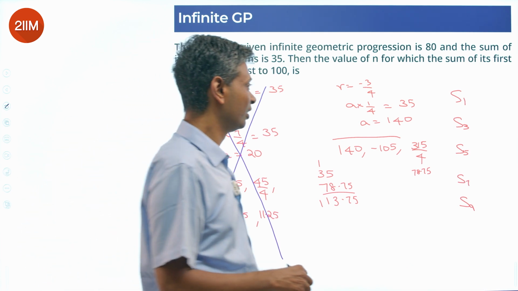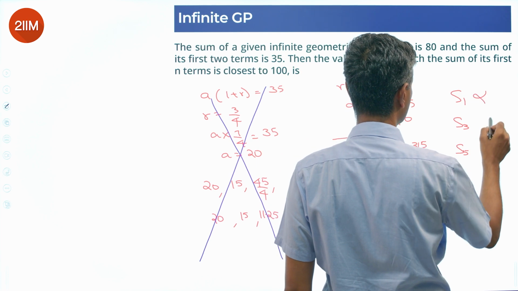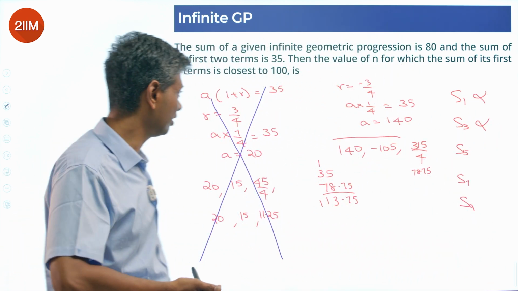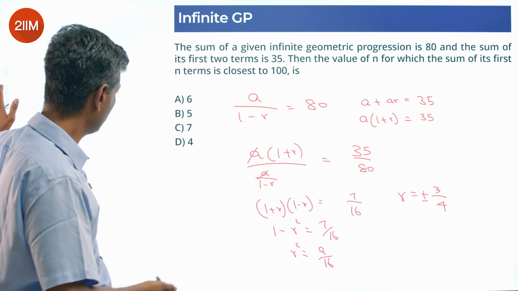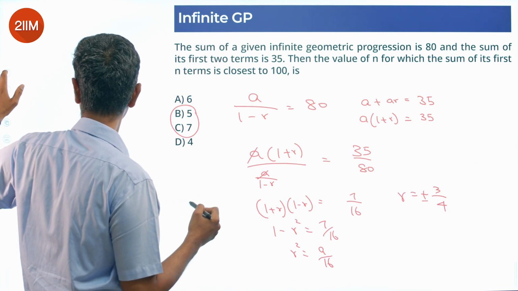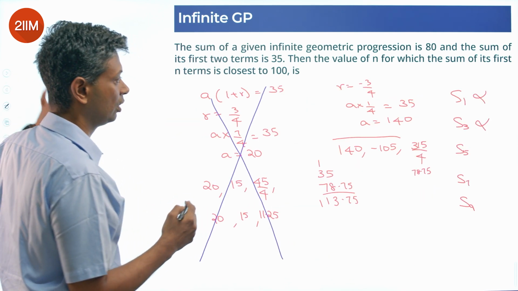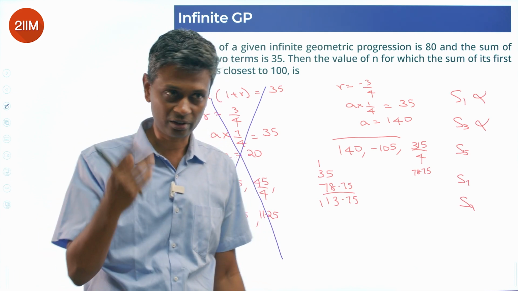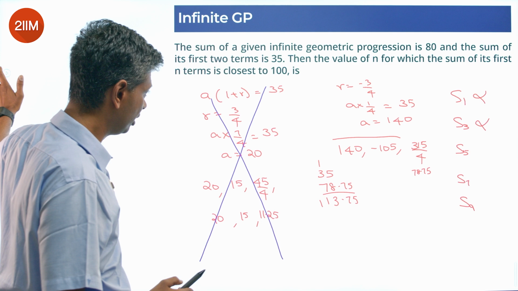So I'm going to say, hey, not sum up to 1 term, not sum up to 3 terms. Not happening here. 5, 7, 9 somewhere could be the answer. Or if I look at the choices, it is 5 or 7. So I'm thinking sum up to 5 terms, sum up to 7 terms, whichever is closest to 100, that's my answer. And so now let's dive down into the detail.